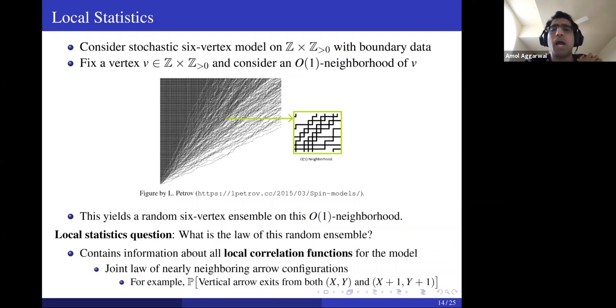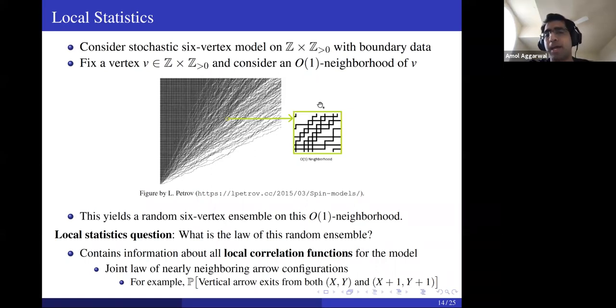Okay, so I will consider the stochastic six vertex model with some boundary data. Again, in this picture, I've taken it to be step boundary data, and I'll fix some vertex V inside the domain, which is where my cursor is, and I'll consider some order 1 neighborhood around it. So let's say a 10 by 10 neighborhood of V. Now this isn't scaling with n anymore. It's just some 10 by 10 or 5 by 5 neighborhood of V.